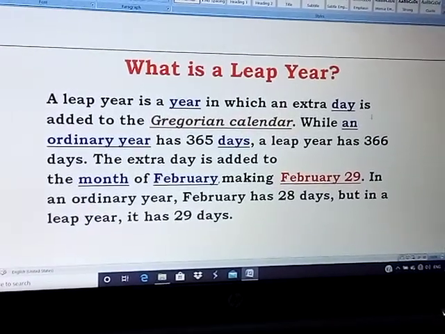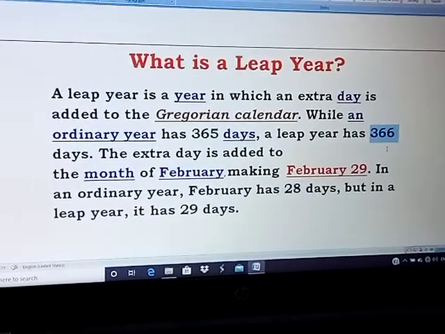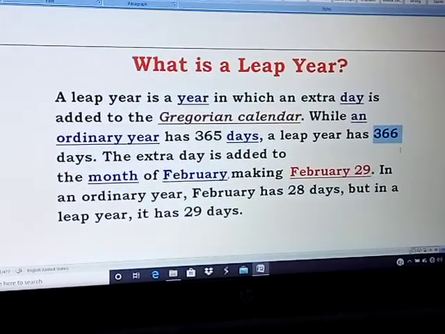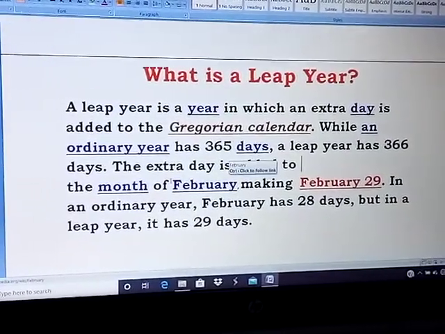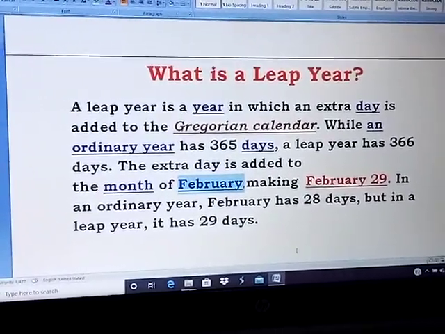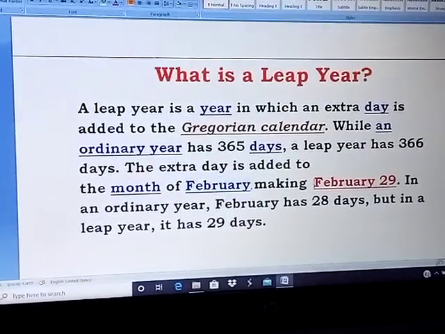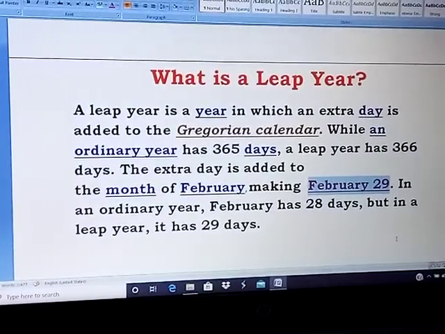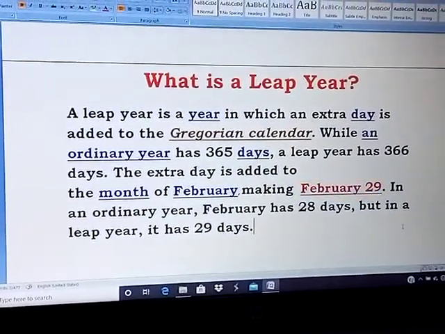So 1 year will come after every 4 years that will have 366 days. Such a year will be known as a leap year. Normally that one extra day is added to the month of February, and all of us know the month of February is normally 28 days, but when it comes to the leap year, February becomes 29 days. For information, 2020 was a leap year.